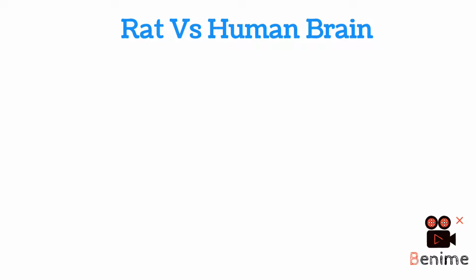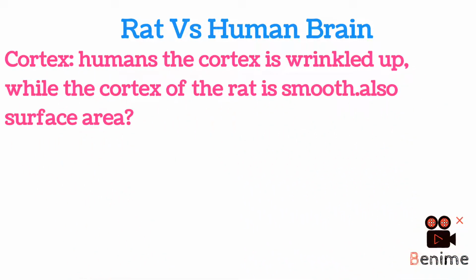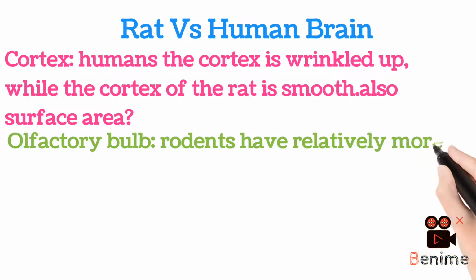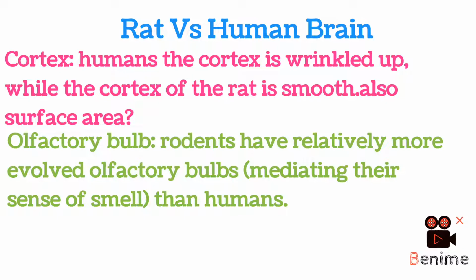One more thing you should know about rat and human brain. Brain structure, if you are doing neurological studies, what are the differences? Actually you should know about all the organs. Like in liver there are differences. If we see in brain, the human cortex is very much wrinkled, whereas the cortex of the rat is very smooth, and also the surface area. Now you tell me about surface area, what are the differences? Because of that, humans are very intelligent.